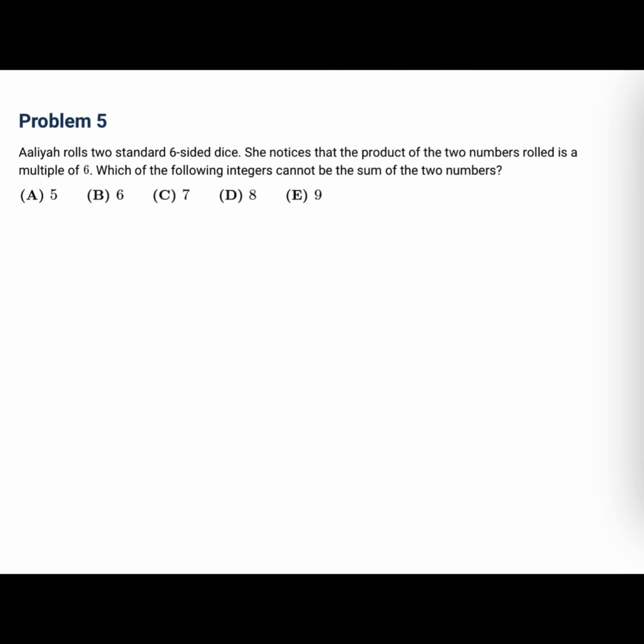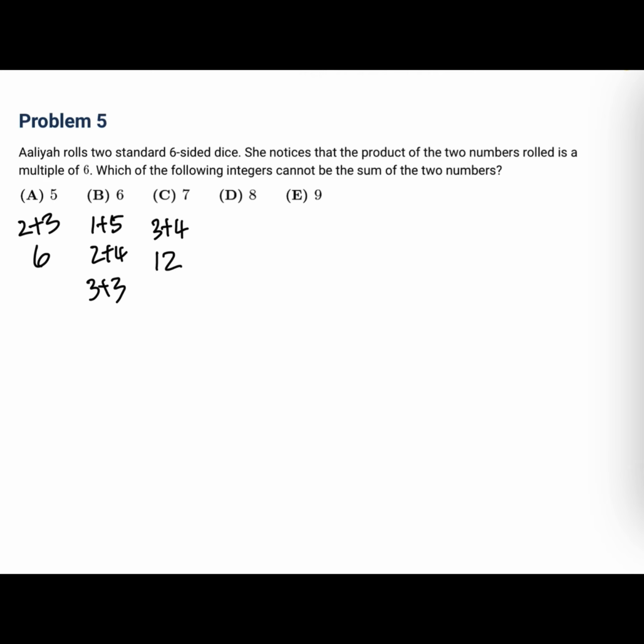6. So for example, 5 can be rewritten as 2 plus 3. 2 times 3 is 6, which is a multiple of 6. 6 can be rewritten as 1 plus 5, 2 plus 4, and 3 plus 3. But none of these multiply to a multiple of 6. 7 can be rewritten as 3 plus 4. 3 times 4 is 12, which is a multiple of 6.